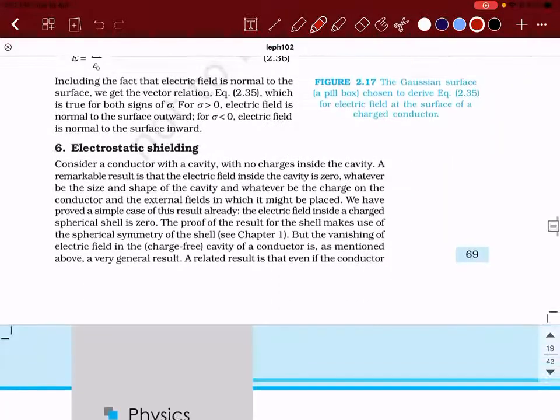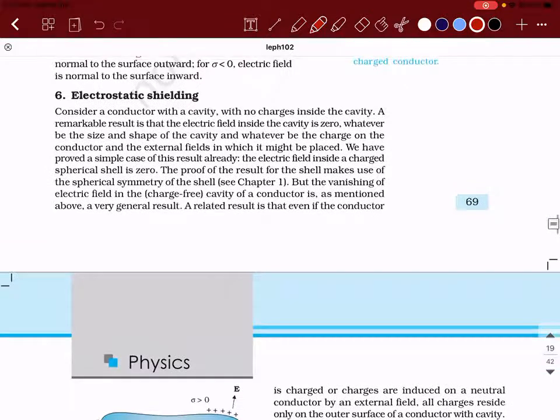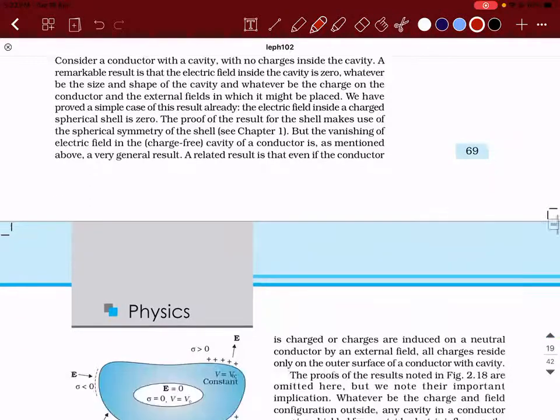Got it? And the last concept is called electrostatic shielding. Okay, this point, let me read out. So if you consider a conductor with a cavity, what is the meaning of it? Within a conductor, there is some hollow space. That's the meaning of cavity, right? With no charges inside the cavity, a remarkable result is that the electric field inside the cavity is zero, obviously, because there is no charge, right? So whatever be the size and shape of the cavity, that's what they have given at the bottom.